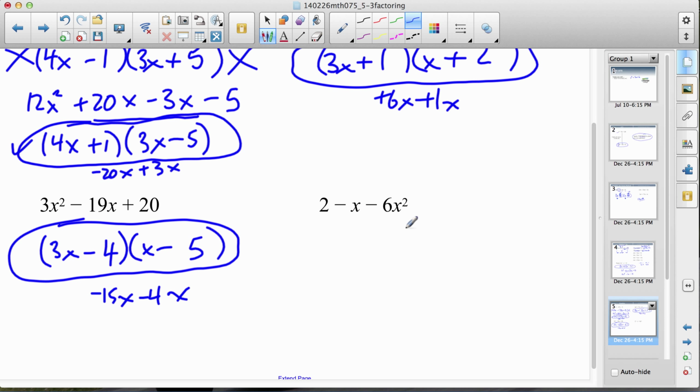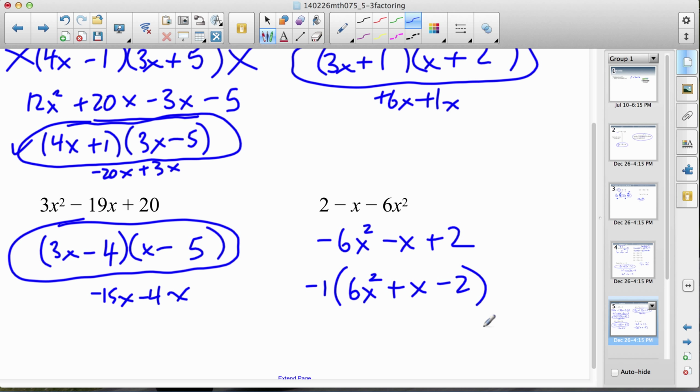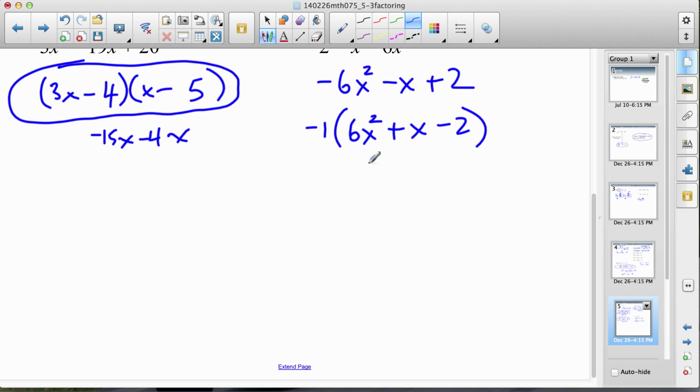Ooh, I don't like this one. Oh, it's not in the right order. Let's fix the order. So minus 6x squared minus x plus 2. There's a minus out front. We don't like that. Let's factor a minus 1 out of everything. So this one changes now to a positive 6x squared, a positive x, and a minus 2. Okay, now let's factor that. So I always have a minus 1 out front.